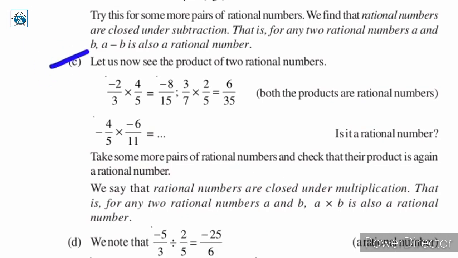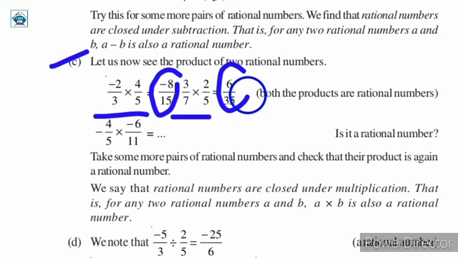Let us now consider the product of two rational numbers. Here you are given two rational numbers, minus 2 by 3 and 4 by 5. When you multiply them, the answer is minus 8 upon 15. Similarly, consider multiplying 3 by 7 with 2 by 5. The answer will be 6 upon 35. Now both the products are rational numbers. Both the products are in the p by q form. So they are rational numbers.